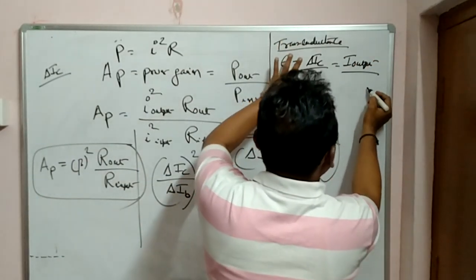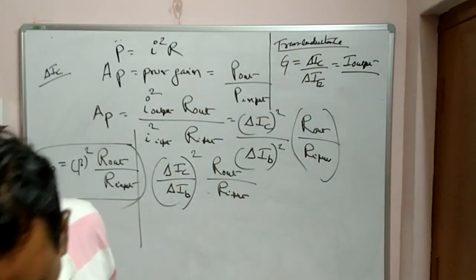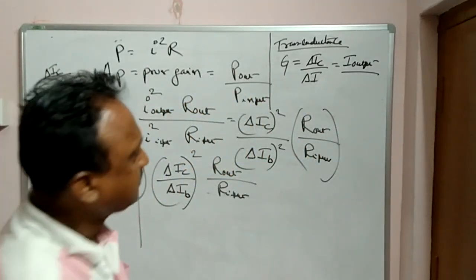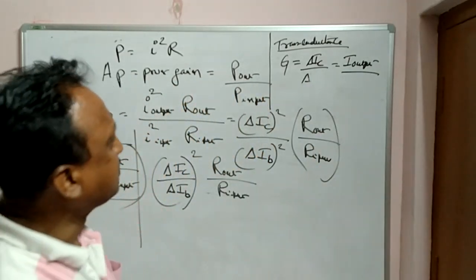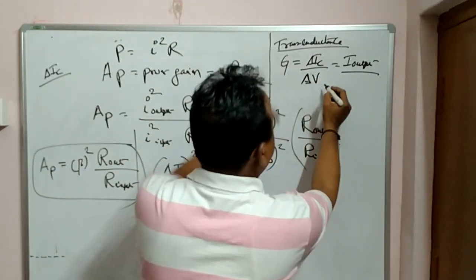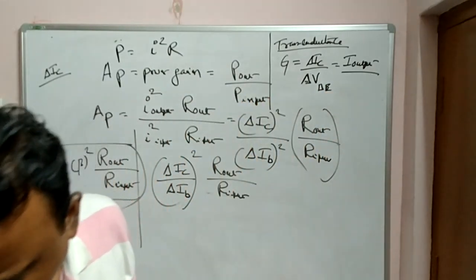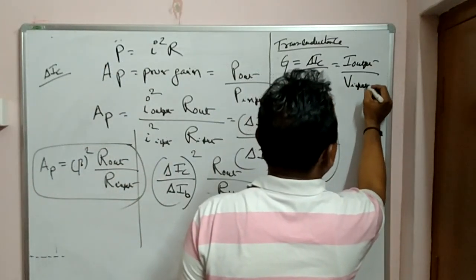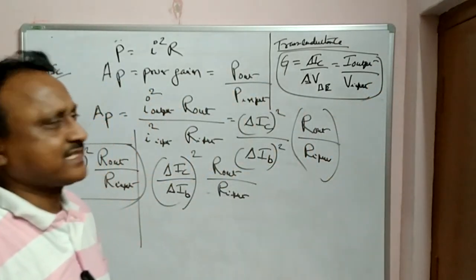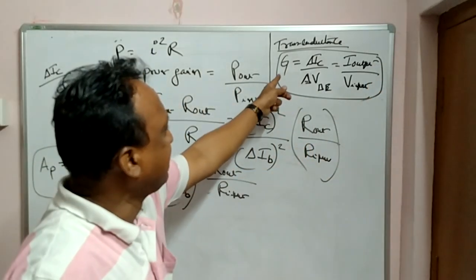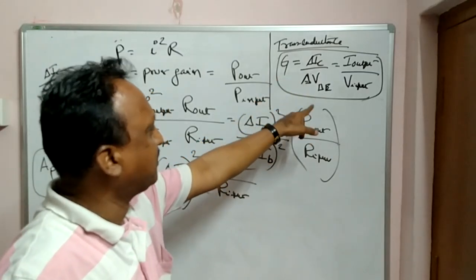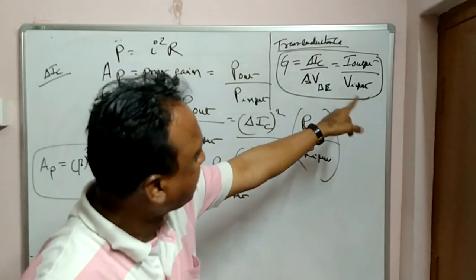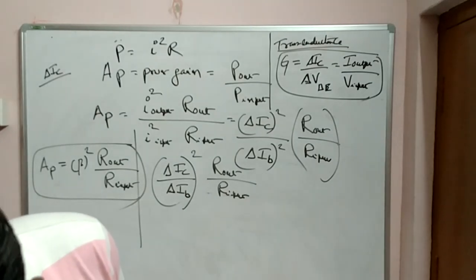Here it is not I input, here we take voltage. Here I will be taking voltage, delta V. So sometimes in the examination they can ask transconductance, which is current output by voltage input. Just remember this formula. This is transconductance, the inverse of resistance, conductance. It is given by current output delta IC by voltage input delta VBE, that is the voltage across the base emitter junction. Current output by V input.